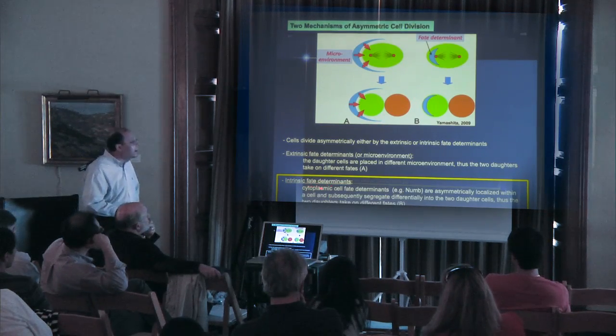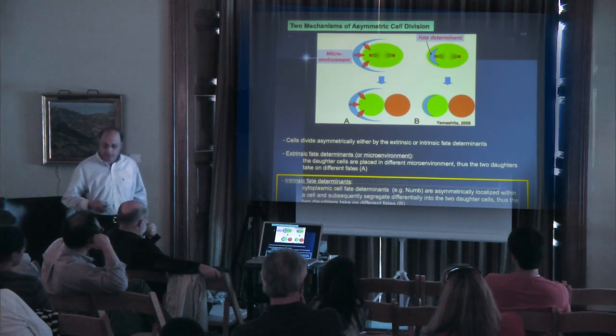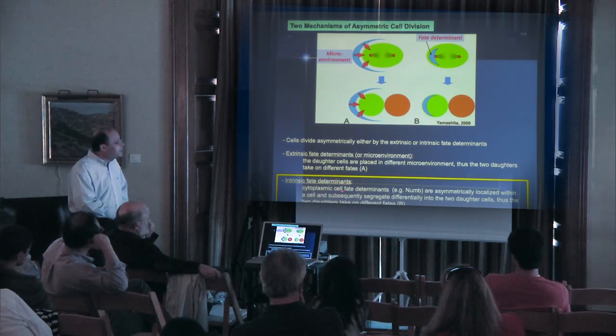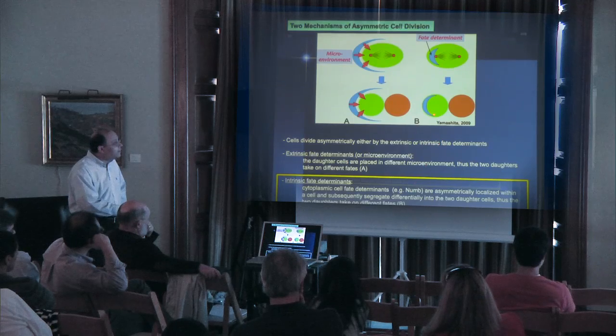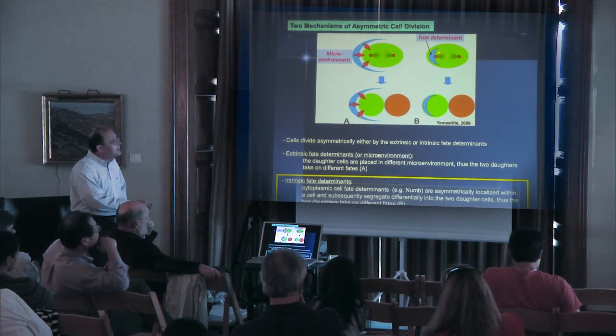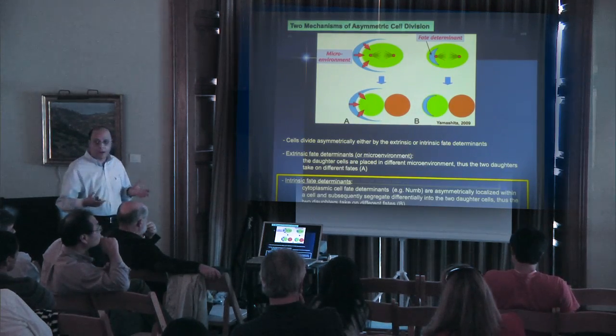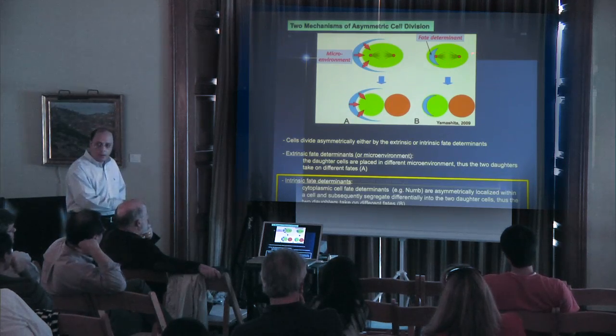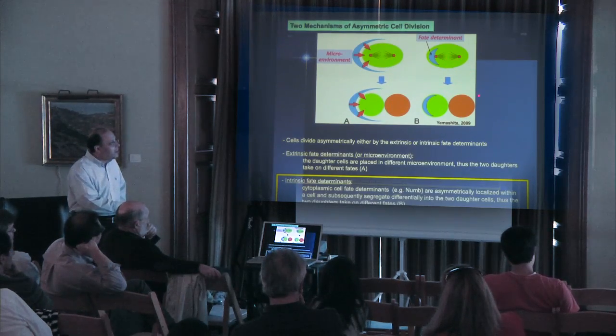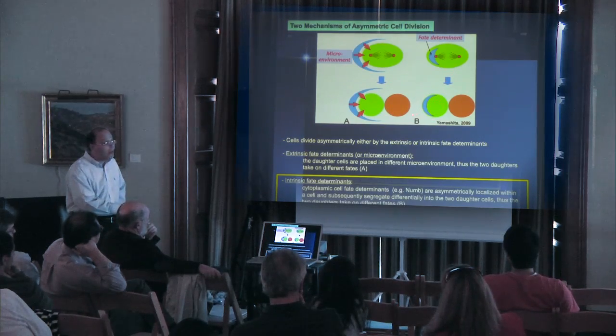While in the case of an intrinsic fate determinant, which I'm interested in, a cytoplasmic fate determinant protein like NUMB, the one in green, has a polarized localization in the dividing cell. When this cell gives rise to daughter cells, NUMB is inherited by one daughter only, and therefore this daughter will acquire a different fate from the other.